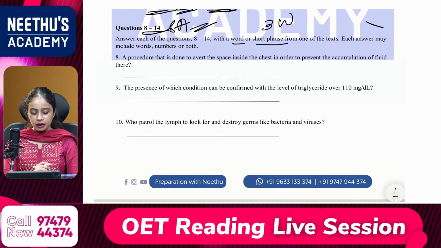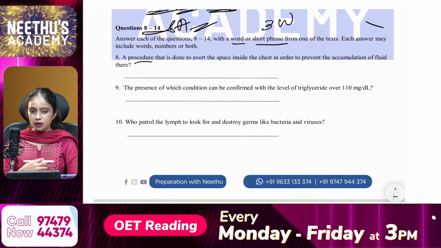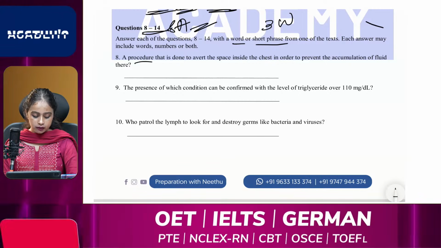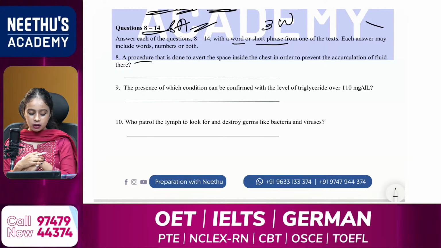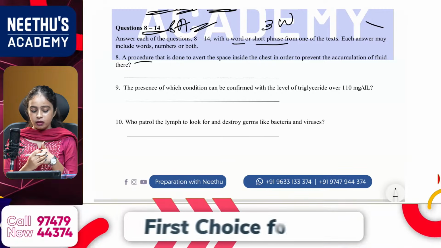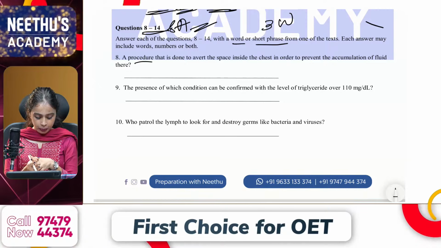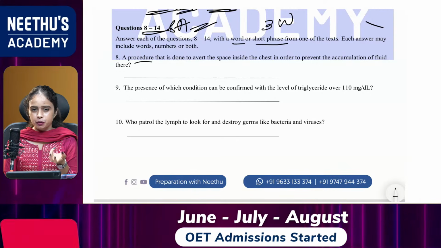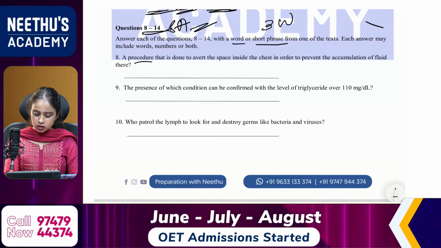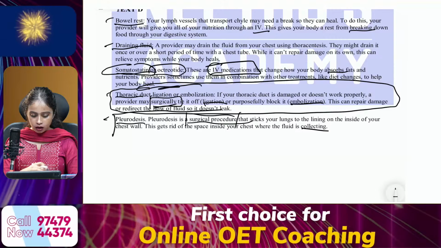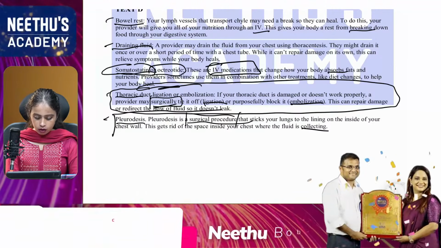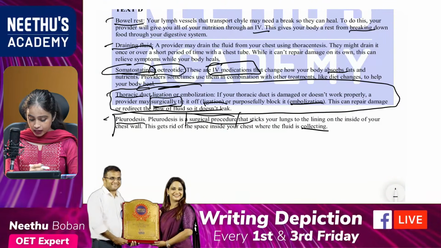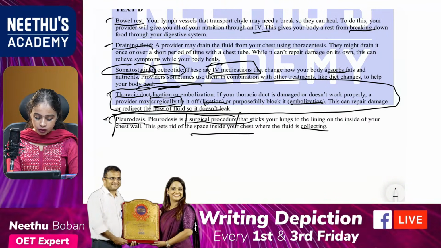Okay, so the first question, a procedure that is done to control the space inside the chest in order to prevent the accumulation of fluid there. Okay, Benny, it's all about 3 words. Yes, very good. So what is your answer for the 8th question? A procedure, what procedure? As you know, it is mentioned in text D, and what are the keywords? Surgical procedure, then they have mentioned the space inside your chest, so the answer should be pleurodesis.